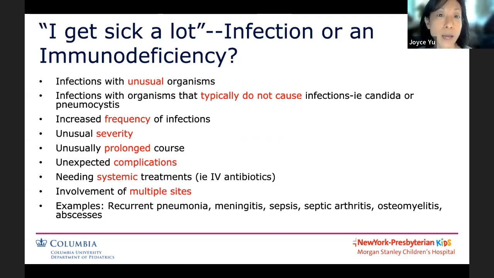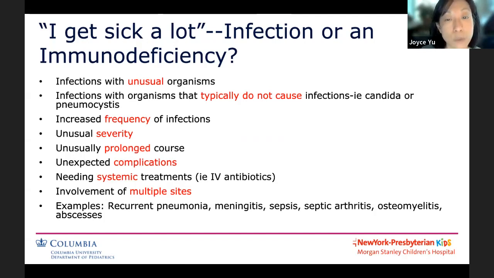So some red flags that may suggest an underlying immune deficiency: someone who tends to get infections with unusual organisms. An ear infection is an ear infection, and a cold virus or a flu virus are bugs that people tend to get all the time, so those are not unusual. But if you get an infection with an unusual organism, for example pneumocystis, which typically doesn't cause infections, then that might be a problem.